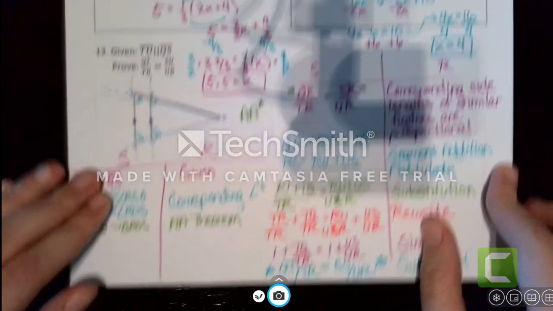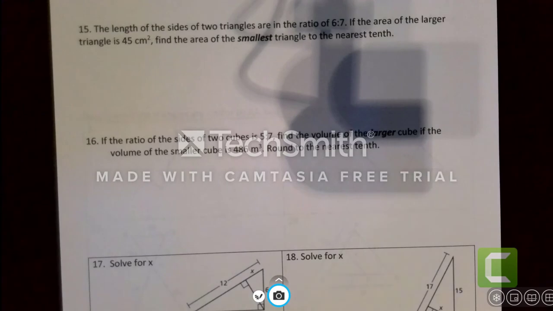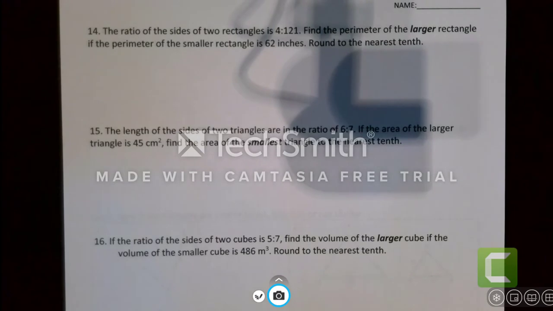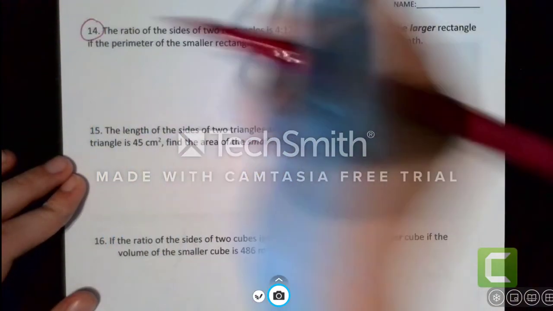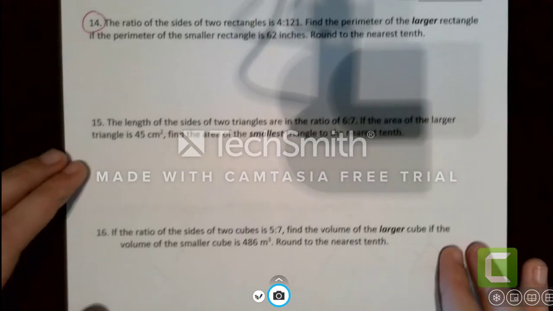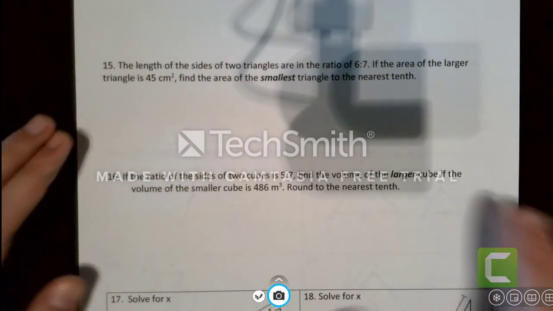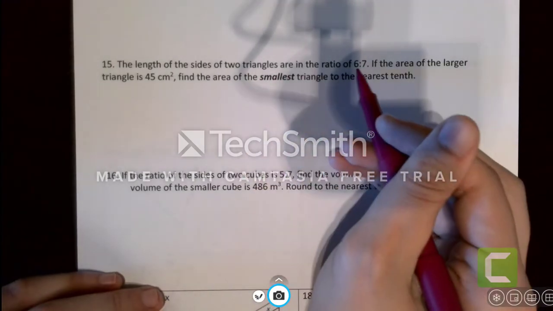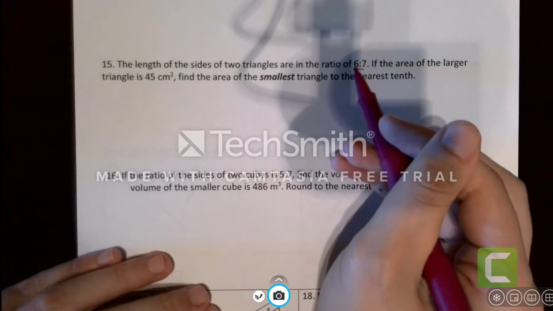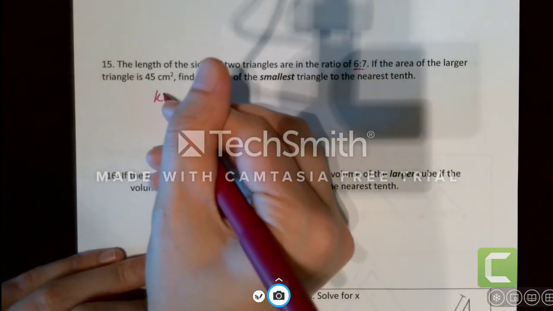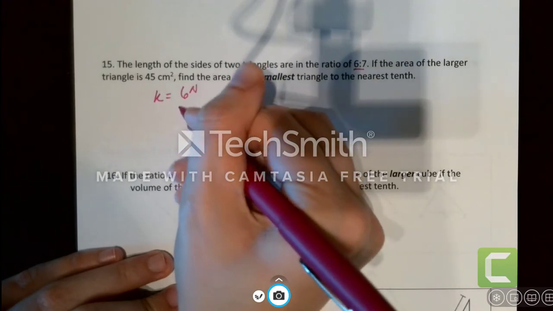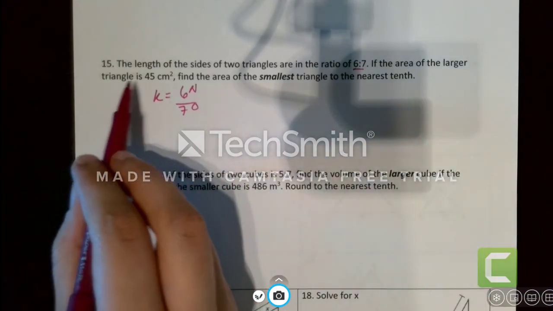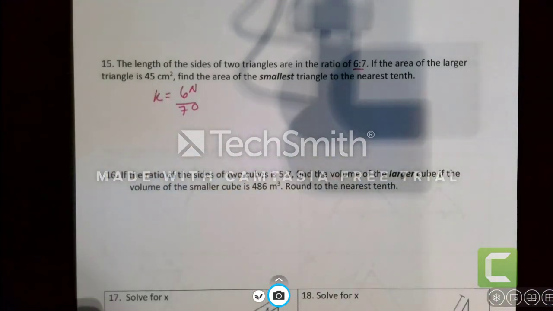For the next page, I'm going to have you do number 14 on your own. I'm going to go ahead and do number 15 and number 16. So in number 15, we're told that the lengths of two sides of triangles are in a ratio of 6 and 7, which means your new measurement is 6, and your old measurement is 7. And the area of the larger triangle is 45 centimeters squared.